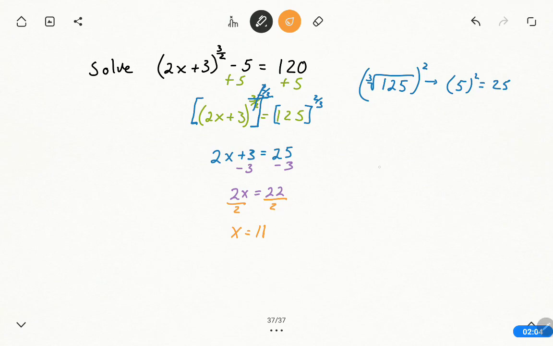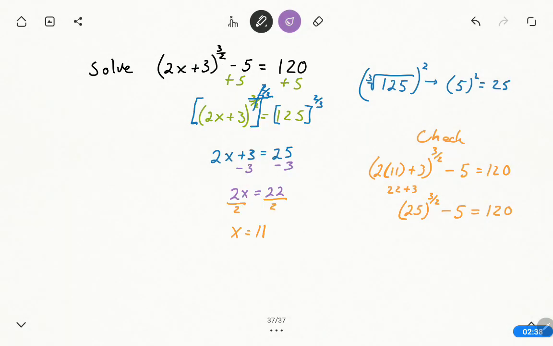So just double checking, 2 times 11 plus 3 to the 3 halves. That's my check. Minus 5, is that equal to 120? Well, 2 times 11 is 22. Plus 3 is 25. 25 to the 3 halves power. Minus 5, is that 120?